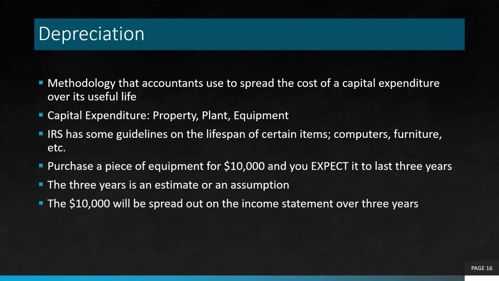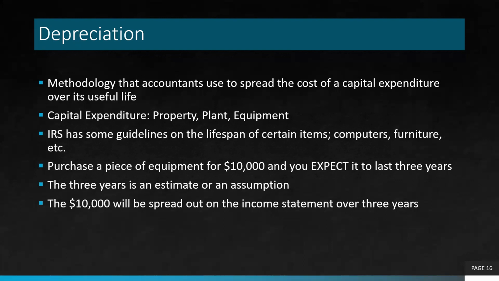So now I want to touch upon depreciation. And depreciation is a methodology that accountants use to spread the cost of a capital expenditure over its useful life. And what is a capital expenditure? It's property, plant, and equipment. And the IRS does have some guidelines on the lifespan of certain items, such as computers and furniture. And usually you can depreciate items that have a value of over $1,000.